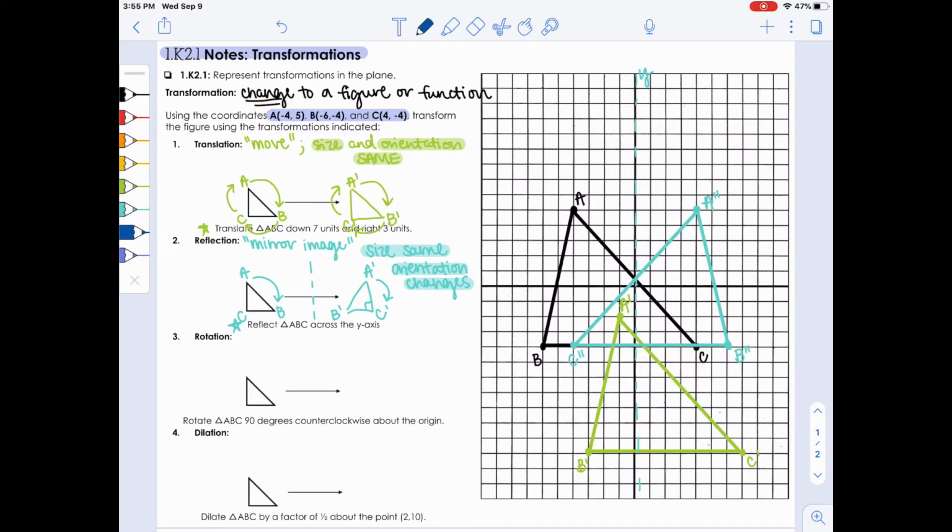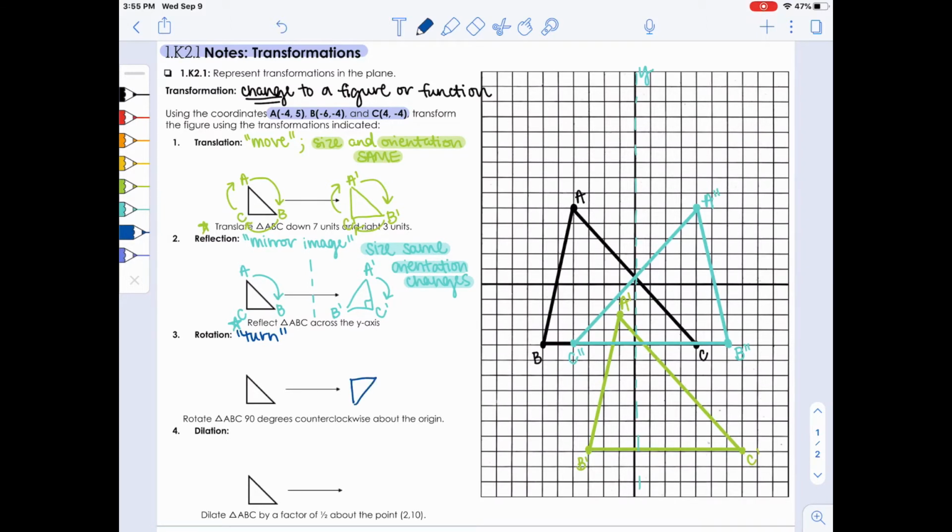A rotation we call a turn. Sometimes it's just a turn. Okay, our size does not change when we rotate. And neither does our orientation. It actually stays the same, despite it looking a little bit different. From A to B to C is clockwise, even if we turn the shape. Okay, A to B to C is our right-hand corner.